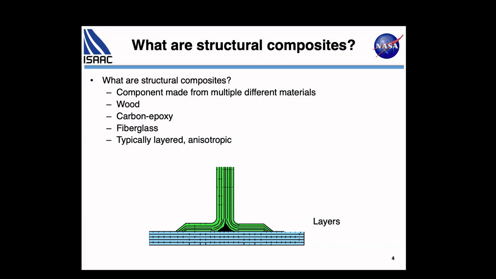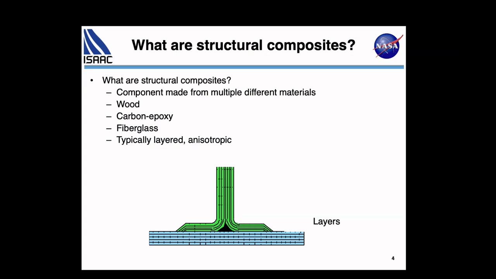A composite is anything that is made from multiple kinds of materials. Examples are wood, which has a fiber and a resin, and another example is carbon epoxy. Wood is what the first airplanes were made of. That's what the Wright brothers used. Then the industry moved to aluminum, and now we're using largely carbon epoxy or graphite epoxy. So we've kind of come full circle in that regard.